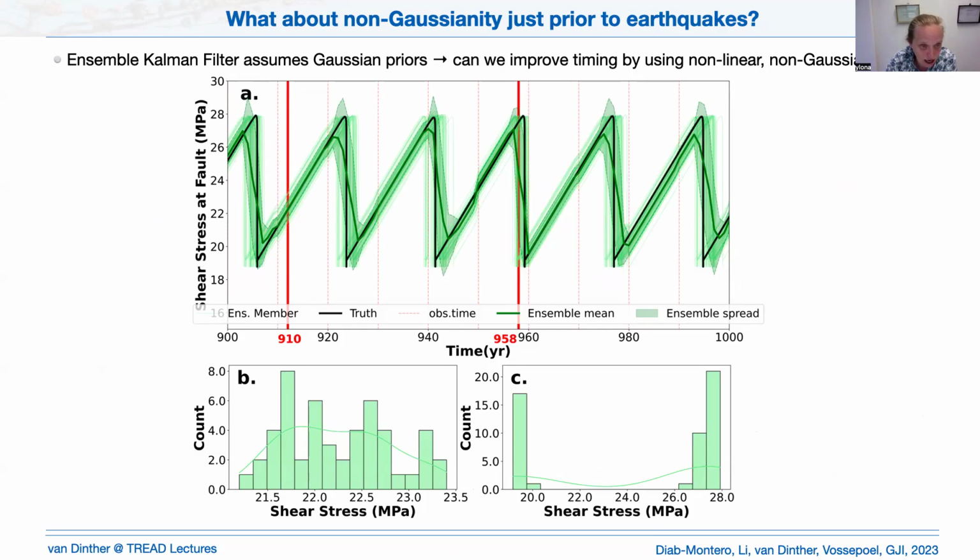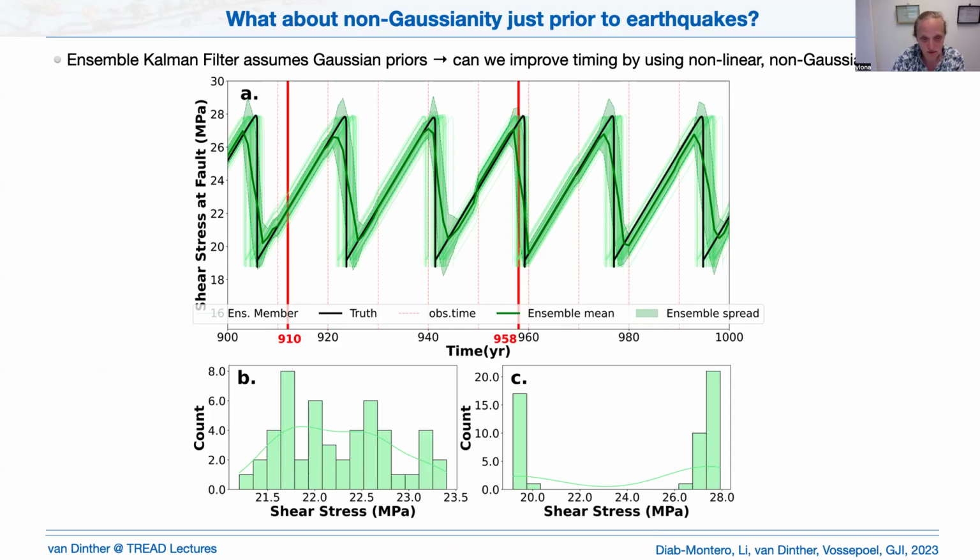How can we improve these data assimilation methods? The Ensemble Kalman filter assumes Gaussianity, so Gaussian priors and Gaussian measurement errors. A Gaussian prior is fine on the left red part, where you are in between earthquakes, in the interseismic. If you look at all the models, a Gaussian distribution is not so bad. If you look just before the earthquake, some models have shown already an earthquake, some models not. So this distribution is no longer Gaussian. It's a bimodal distribution.